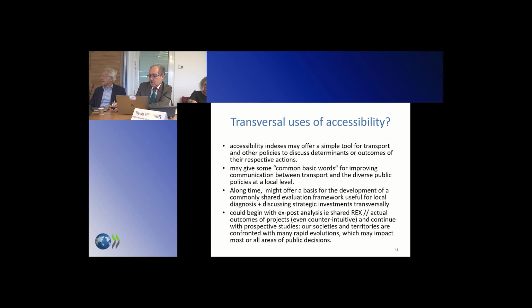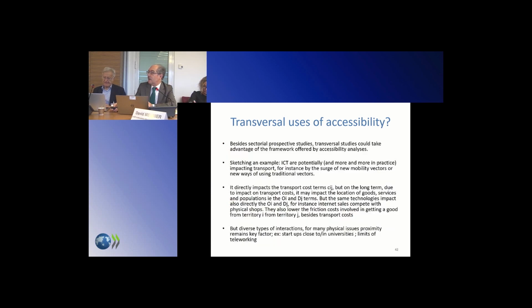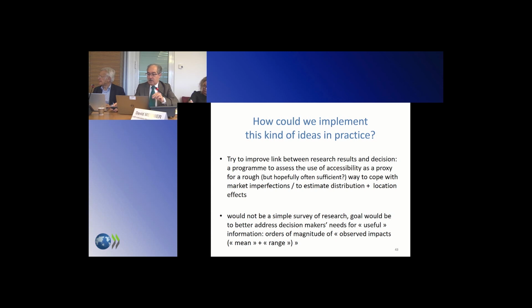example just to get to my conclusion, to our conclusion, sorry. We could try to improve the link between research and decision makers through a program allowing us to use accessibility as a rough proxy for giving hints about the impacts of some projects or public measures, and give perhaps some indicative orders of magnitude. The spread would also be quite interesting.